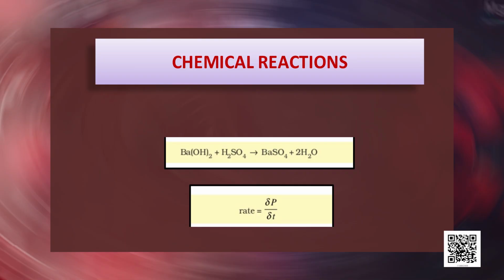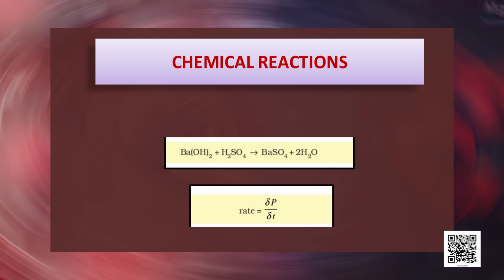There is a separate enzyme for every biochemical reaction. Enzyme catalyzed reactions are hundreds of times faster than an uncatalyzed chemical reaction. Thus, without enzymes, life would not be possible. As you can see on the screen, when barium hydroxide reacts with sulfuric acid, it forms barium sulfate and water molecules. How do we calculate the rate of a reaction?